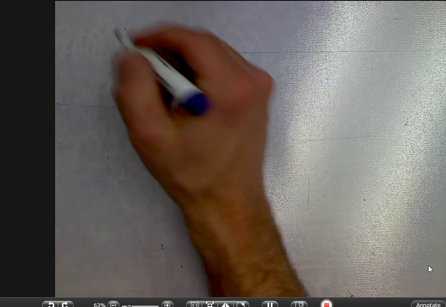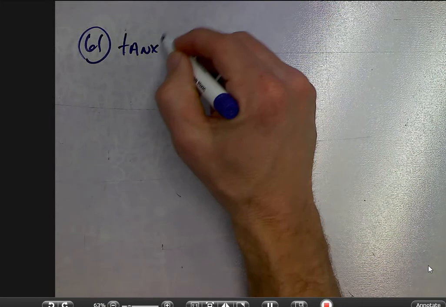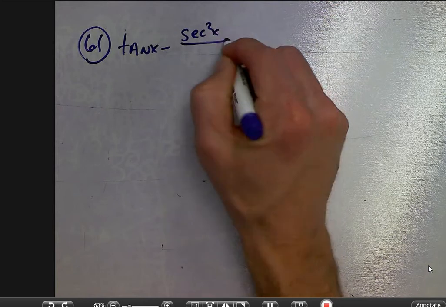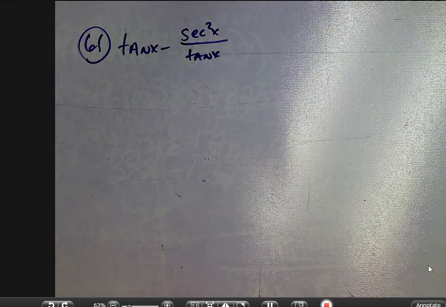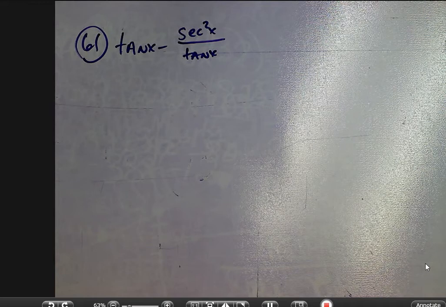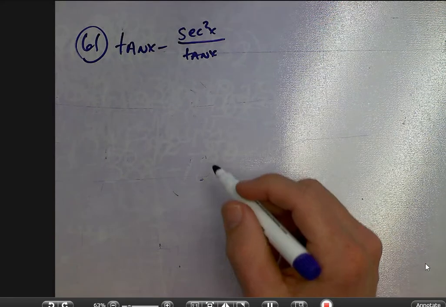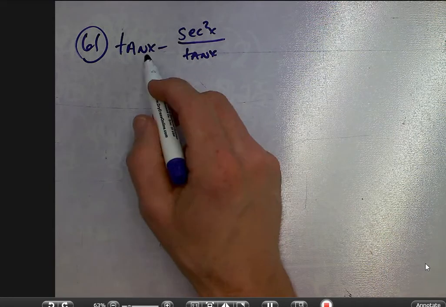Number 61 says that the tangent of x minus secant squared of x over tangent of x, and I want you to simplify that. What I noticed is that, well, first of all, press pause, see if you can figure it out before you listen to the explanation of the problem. Okay? Now we're back. First thing I'm going to do, just like we did on the one before, is come up with a common denominator of tangent of x.